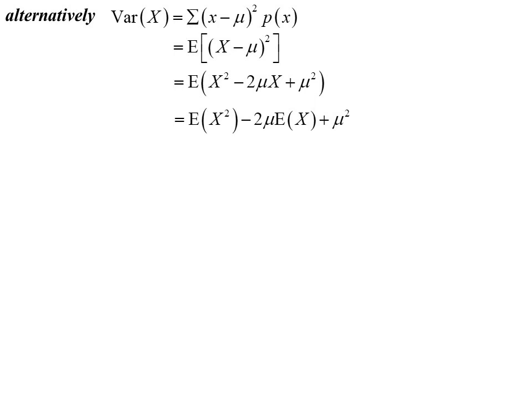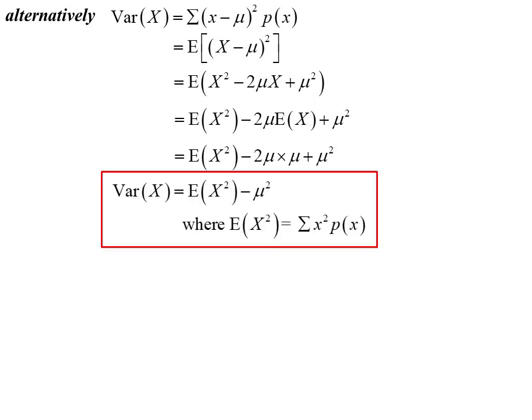But also, I can factorise out the constants. So in the second one, I've got 2 mu times the expected value of x. The last one, the expected value of mu squared. Well, mu squared is a constant. The expected value of a constant must be that constant. It's going to be that every time. So I now have the expected value of x squared, but hang on, the expected value of x, that's mu. So that now becomes the expected value of x squared minus mu squared, where the expected value of x squared will now just be the sum of x squared times p(x).